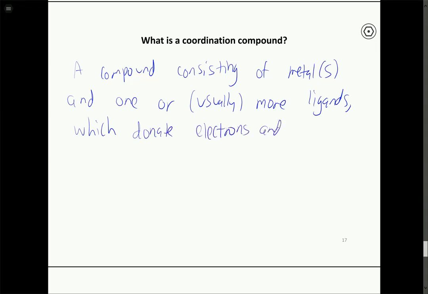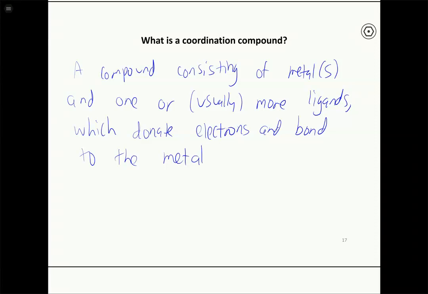Alright, we're going to leave the bonding in these things purposely vague for now and talk about it in a lot more detail in this course. We just want to understand what coordination compounds are and some basic features of them. Alright, so coordination compounds: a metal and one or more ligands.